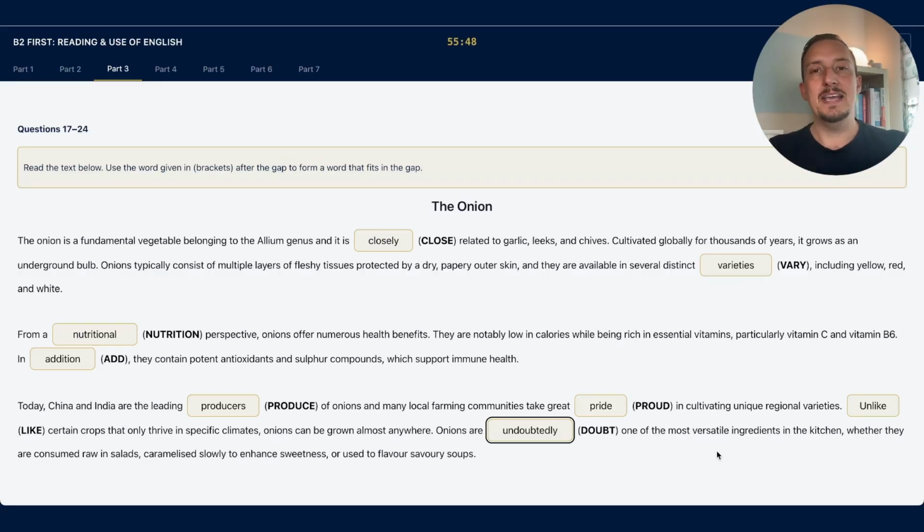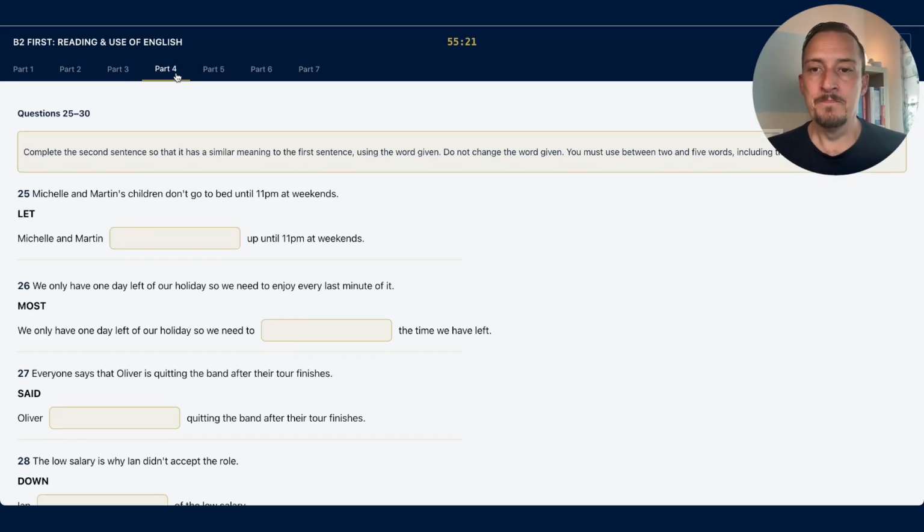Now, undoubtedly means without doubt or certainly. But notice how we've changed it. Our base form is doubt, so we've got the base form in there as well. We haven't had to change the word doubt, but we have had to add a prefix, un, and also change the end with edly to create undoubtedly. Well done if you said that. That completes part 3. Let's head on over to part 4.